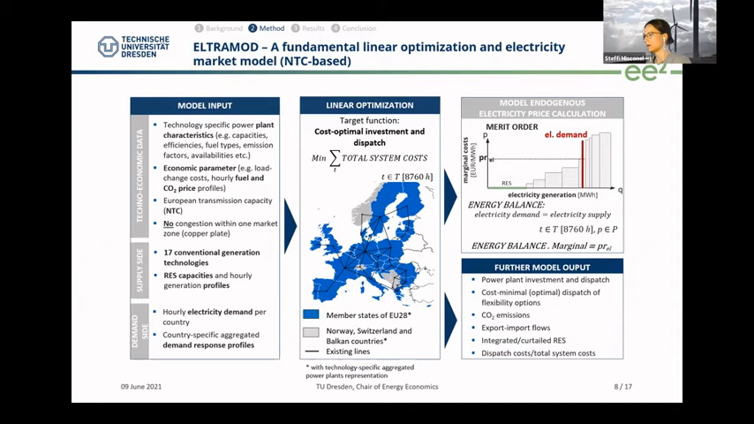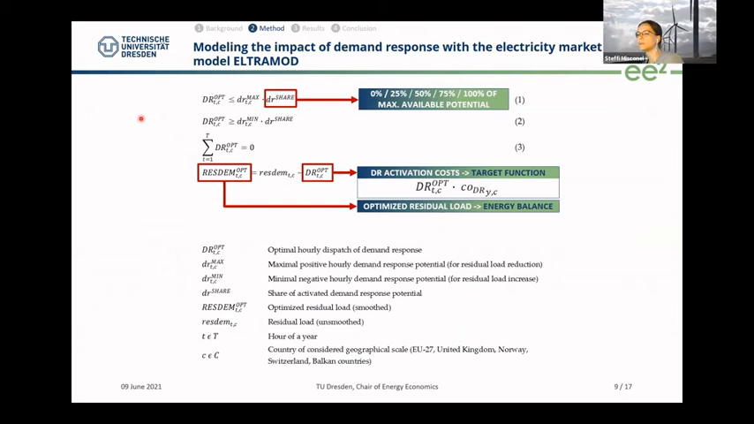So how did we implement the optimal dispatch calculation of demand response in our large-scale electricity market model? The activation of demand response is limited to the constraint of the exogenously implemented load profiles that define the maximum available demand response load increase as an upper bound, shown here in equation one. We further considered different sensitivities. We varied the share of maximum available demand response potential. We start with no demand response, and then we increase the share of the potential in 25% steps until we reach the full available potential.